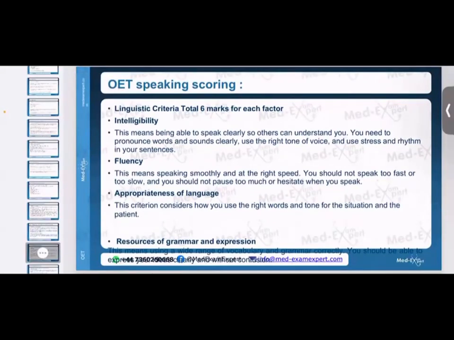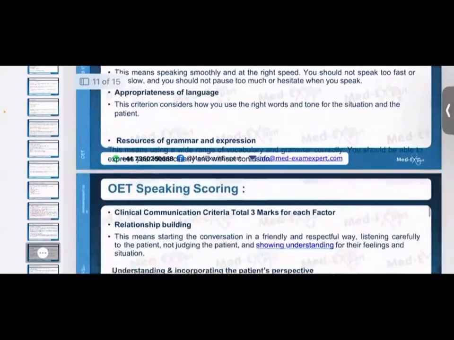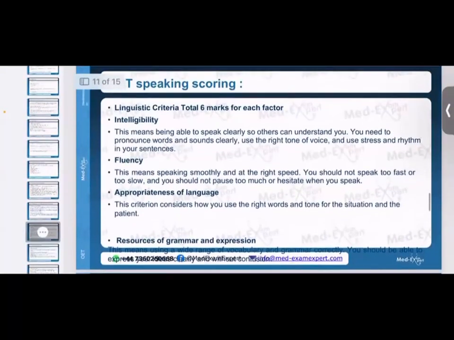Okay, so there are the factors which include intelligibility, fluency, and appropriateness of language. And the other thing is resources of grammar and expression. So here are 4 factors, and there are 6 marks for every factor. So in total, there are 24 marks for linguistic criteria.